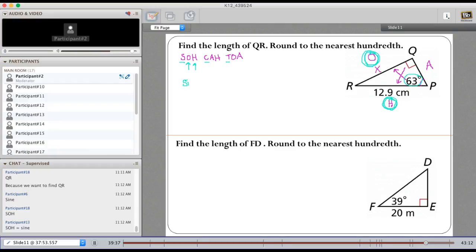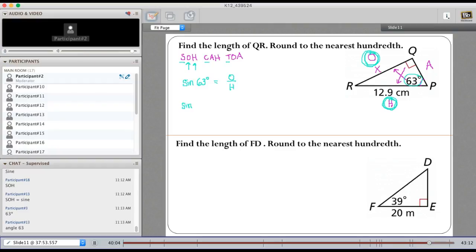So I write out sine. What comes after sine? Before the equal sign, what do I need? What do you always have next to the sine, the cosine, or the tangent? Good, Ben. The angle. The angle that we're using, we know it in this case, so it's going to be 63 degrees. And then you put in your O over H, your opposite and your hypotenuse.